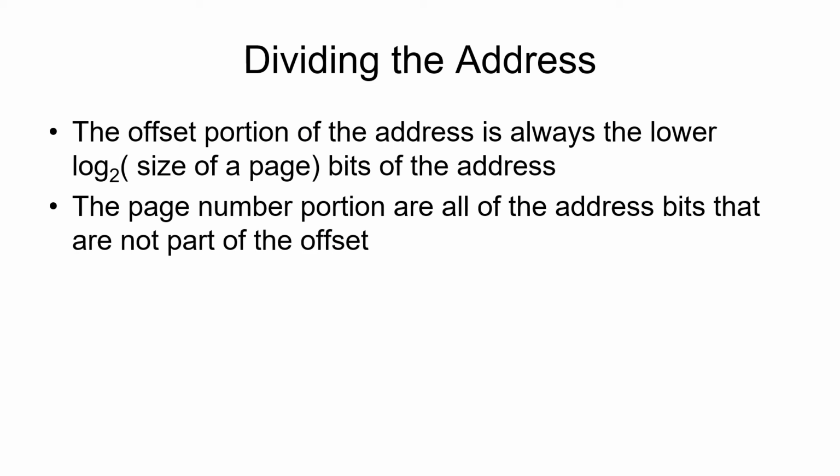You always divide the address based on the log base 2 of the size of the pages. So if you had 4K pages in the previous example, you'd have 12 bits in the offset. The upper part of the address is the page number. The number of bits in the page number would depend on how big the address field is. If you had a 32-bit address, then the lower 12 bits are the offset, then the upper 20 bits, 20 being 32 minus 12, are the page number.